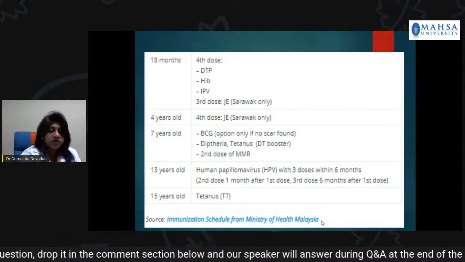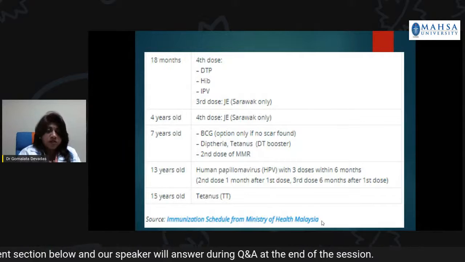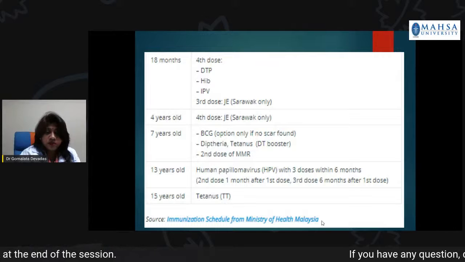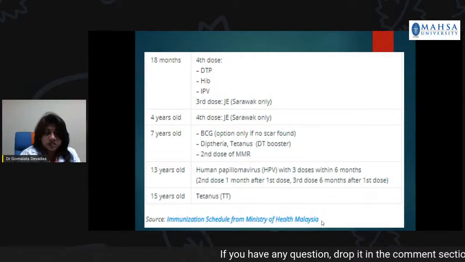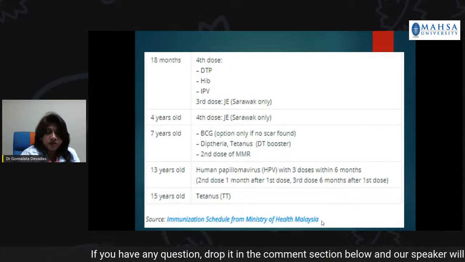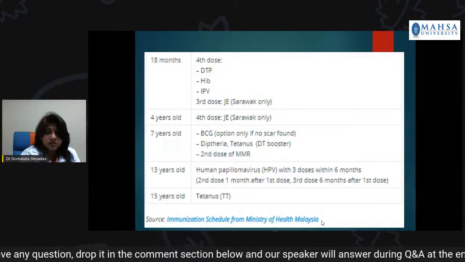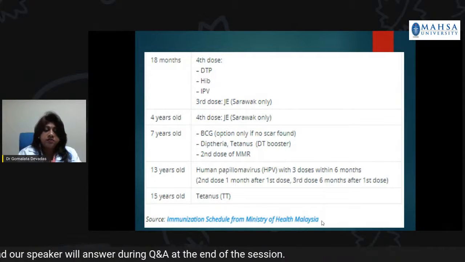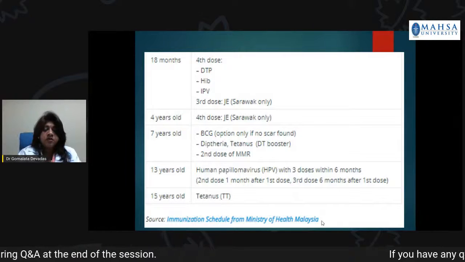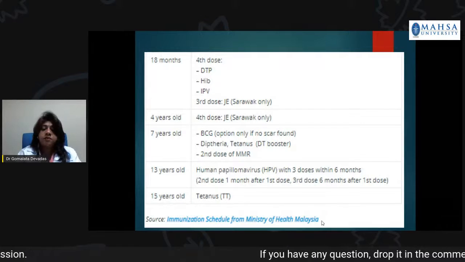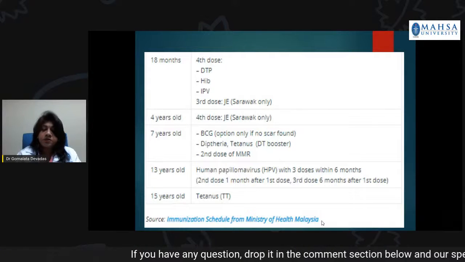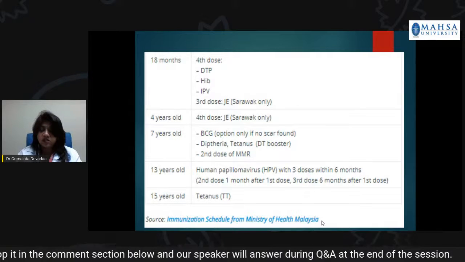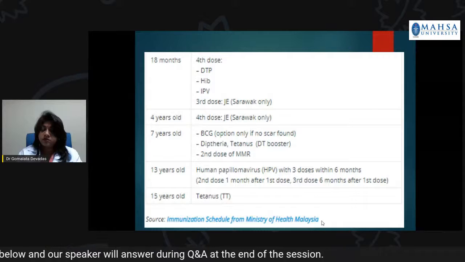In the first year of secondary school, at 13 years old, they will be given HPV, human papillomavirus, in 3 doses within 6 months. The second dose is 1 month after the first dose, and the third dose is 6 months after the first dose. At the age of 15 years old, they will be given tetanus. All these immunization schedules are from the Ministry of Health in Malaysia. Certain vaccinations are given in public schools.